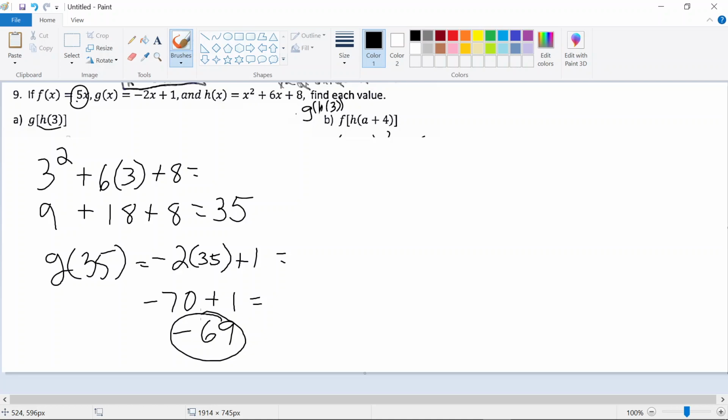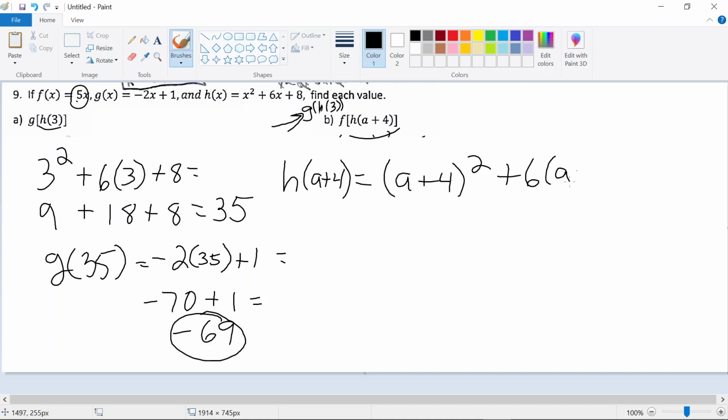Now the next one. I was looking at this for a second, I thought that was the other question, but that's exactly the same. f of h of a plus 4. Well, start with the inside. I'm going to plug in a plus 4 everywhere I see x in the h of x function. So it's going to be a plus 4 squared. This is h of a plus 4. I'm just plugging in a plus 4 for x. a plus 4 squared plus 6 times a plus 4 plus 8.